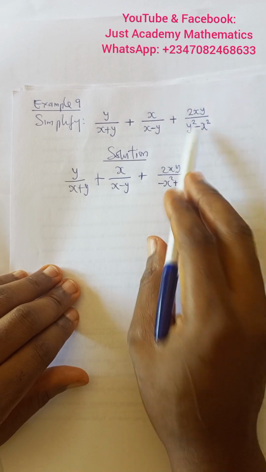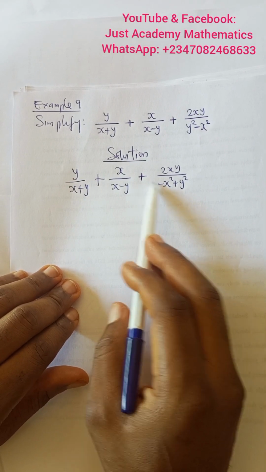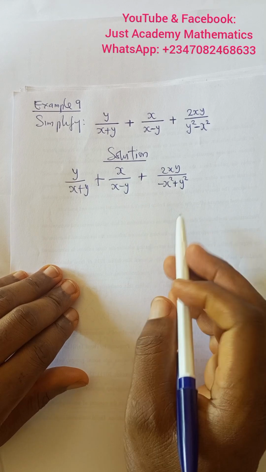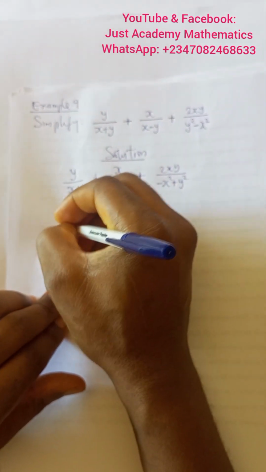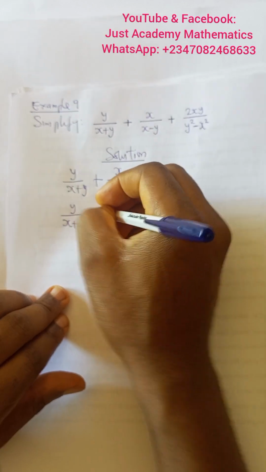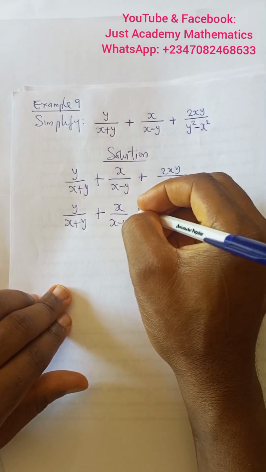Just rearrange this. I'm just showing you so that you will not say, how come you just came and put minus here? No, I want to explain. That is what I'm explaining. y over x plus y plus x over x minus y plus.